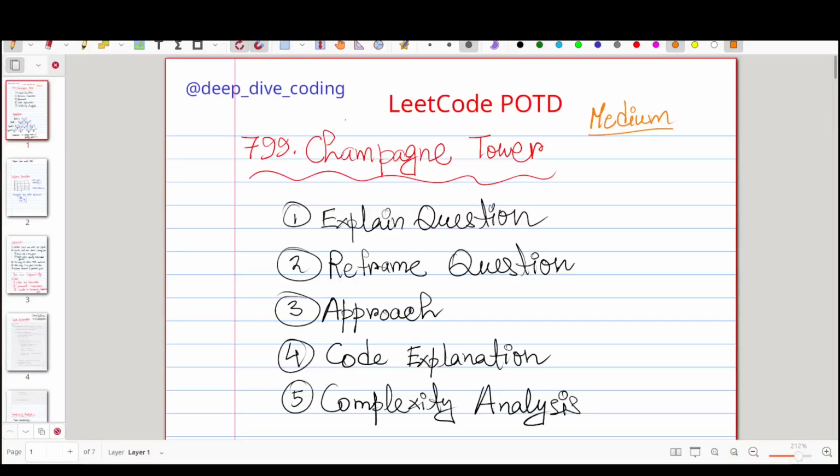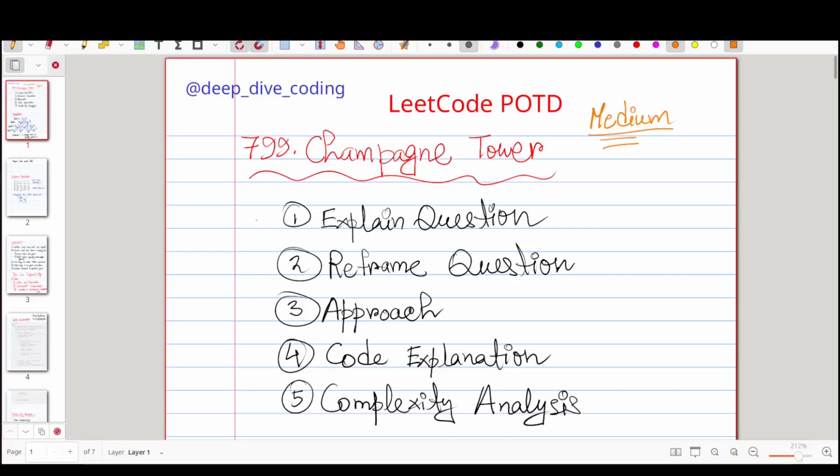Today we solve the LeetCode problem of the day. In this video, I will reframe the question in such a way that you will get the coding part optimally. So without further delay, let's start the video. The question is Champagne Tower, and this is a medium problem tagged by LeetCode.